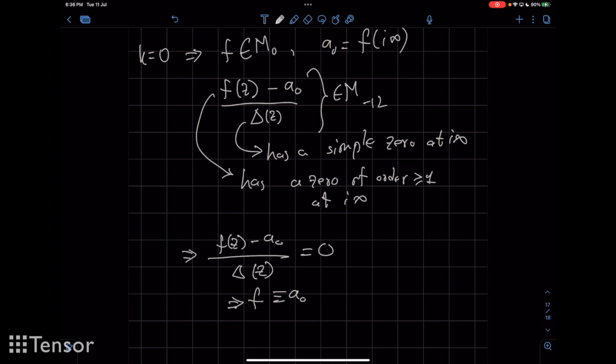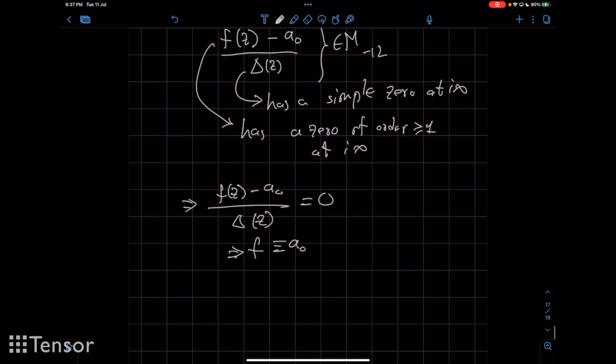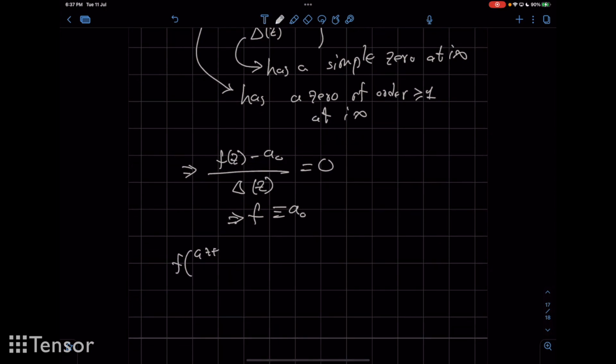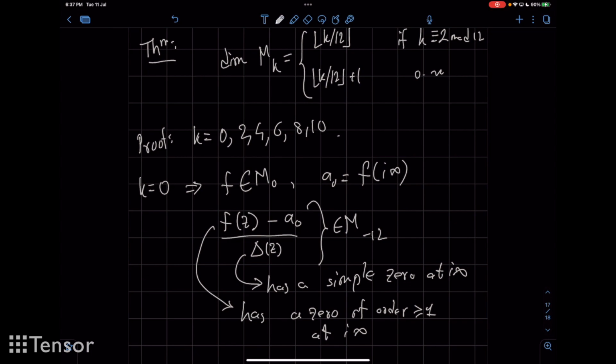That's actually a very interesting point, because what are the modular forms of weight 0? Those are f of (az plus b) over (cz plus d) equals f of z. There are holomorphic functions that are SL2Z invariant, and that are bounded as we go to infinity. So we have actually proved that the only SL2Z invariant functions that have the nice bounded property are the constant functions. This is a very interesting result in complex analysis. Okay, so we are done for case k equals 0.